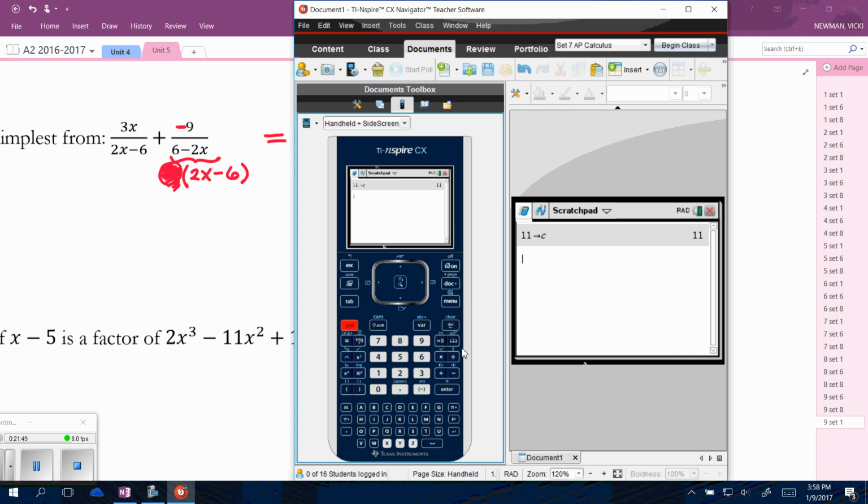So control divide 3C over 2C minus 6, plus control divide, the original one was 9 over 6 minus 2C. I got 3 halves. Oh, I feel better about my answer.